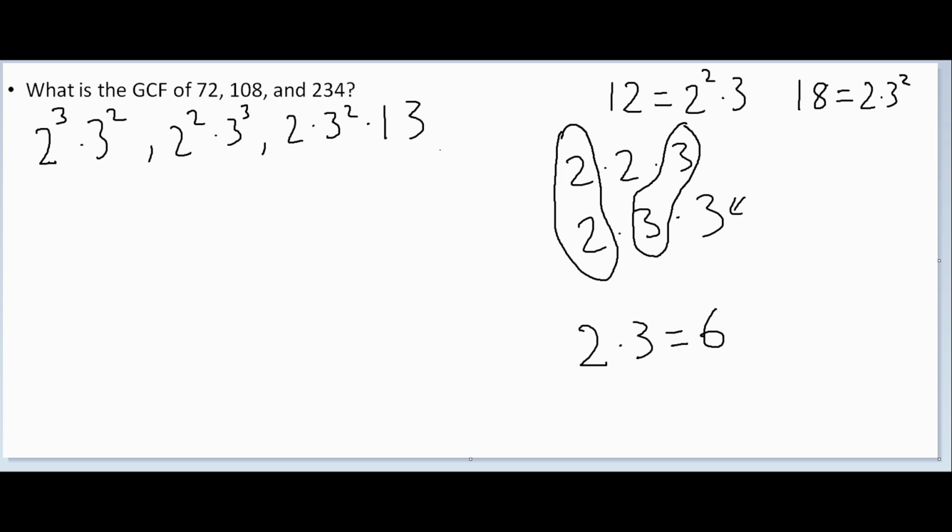So they all have at least one 2. So we'll put a 2 down there. And they all have at least 2 3's, so we'll put a 3 squared down there. And then the only other prime factor that occurs is 13, but we can't include that because the 13 is not common to the other 2 numbers. So we just have 2 times 3 squared for the greatest common factor, and if we multiply that out, we will get 18.